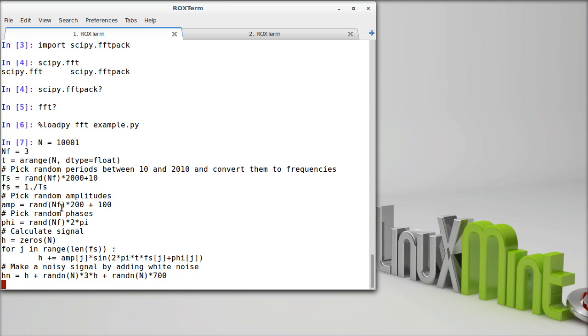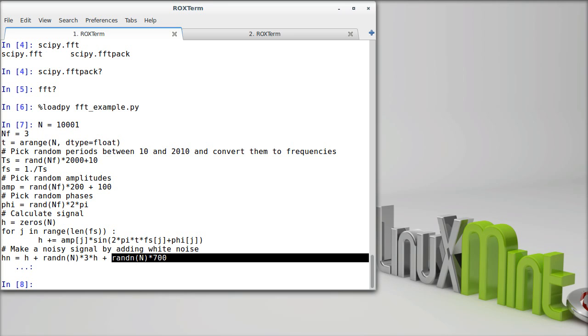We construct random amplitudes for them. We pick random phases so we can shift our signal in time. And then we construct our signal. Here I'm calculating it by hand, basically. And then we add noise to it. We're going to add Gaussian noise, also known as white noise. We add noise proportional to our signal, and then we add some large background noise. Again, Gaussian random noise.